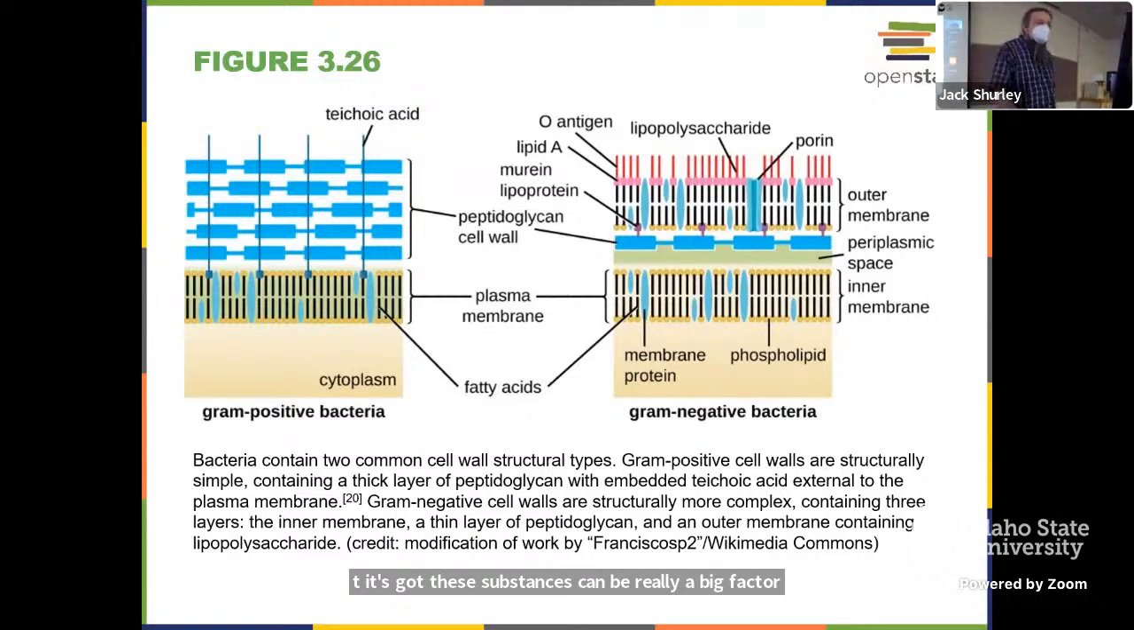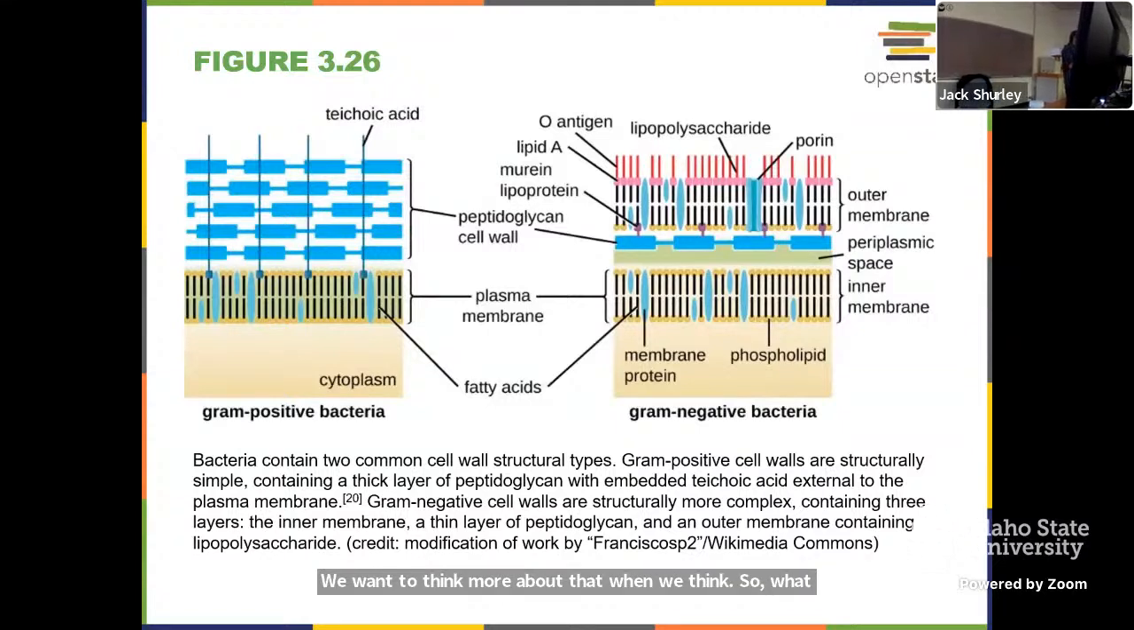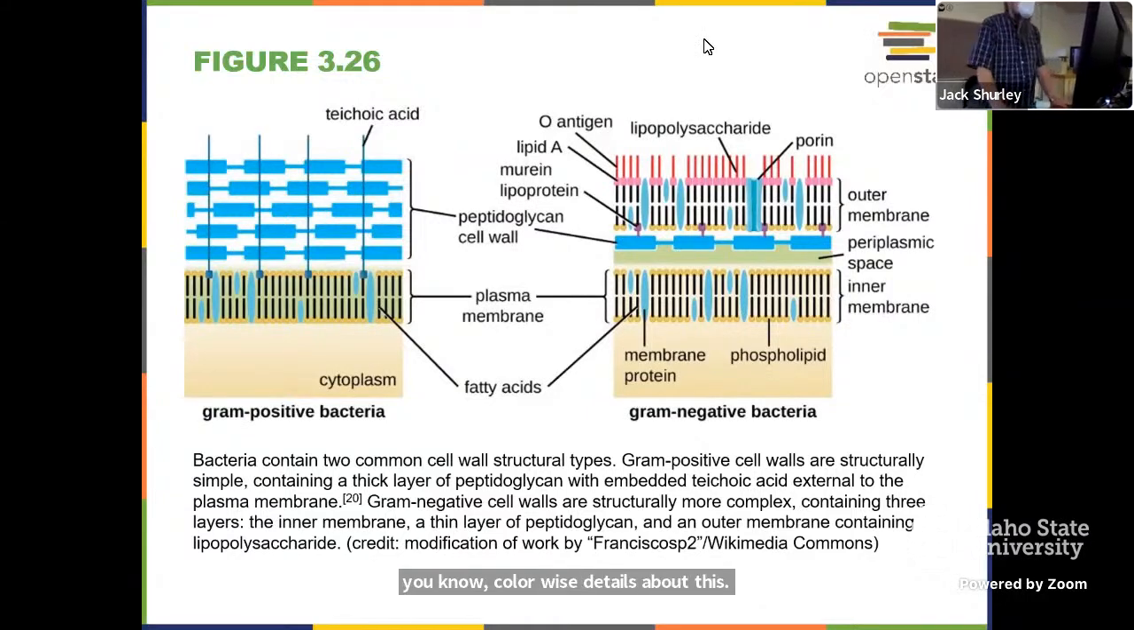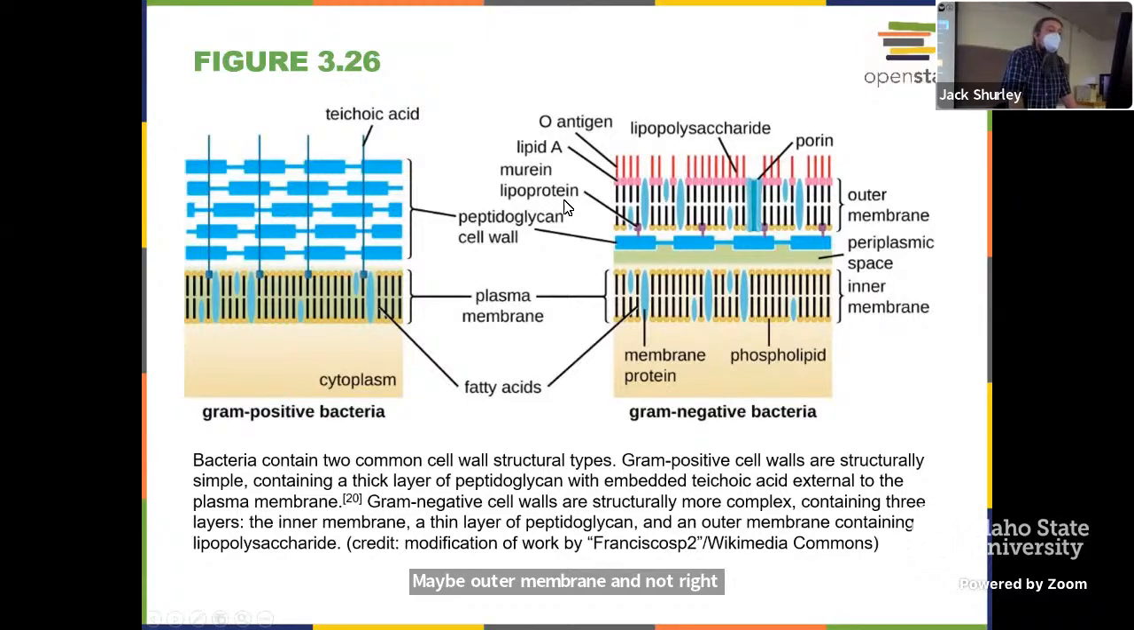So you can see differences between the positives and negatives. We already talked about gram staining and the procedure to stain these cells. You want to think more about that when we think test stuff. What are the steps? What would happen if we had this or that, you know, color-wise? Details about this, not so much, right? Maybe outer membrane and not, right? Or teichoic acid and not, but all of this other stuff, no, you don't need to worry about that.